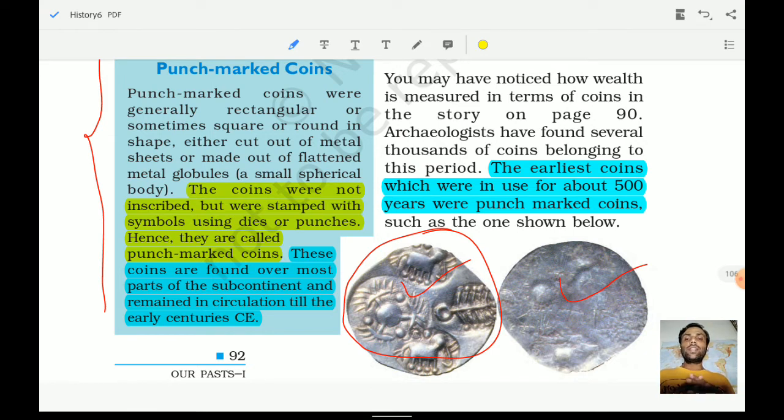So symbols using dies or punches, hence they are called punch mark coins. These coins are found over most parts of the subcontinent and remained in circulation till the early centuries CE. We understand that later, as kingdoms developed and different kings and dynasties ruled over India, they also changed the pattern of the coins.